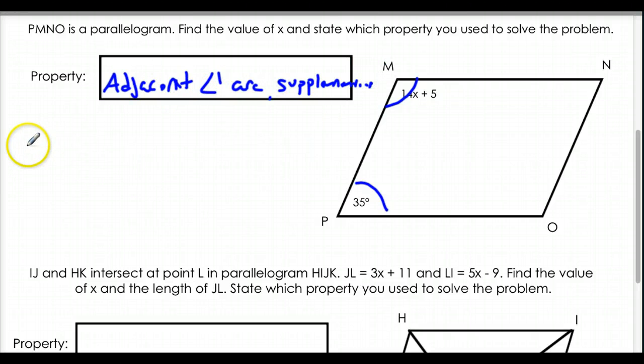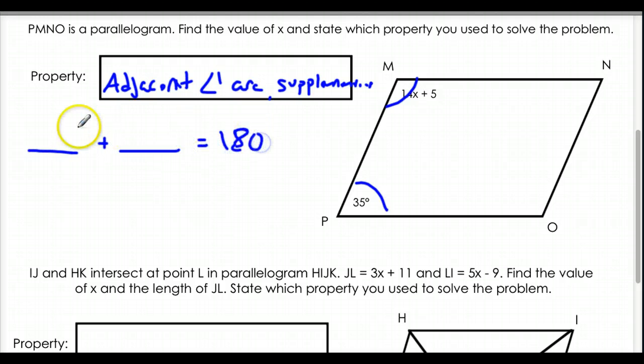Now to set up our equation, when two things are supplementary, remember we just add them up to equal 180. So it's going to be two angles that add up to 180. So we just plug in what we have here. So it's 14x plus 5 plus 35 is equal to 180. Now that we set up our equation, we can just solve for x. So we're going to subtract 35 from both sides.